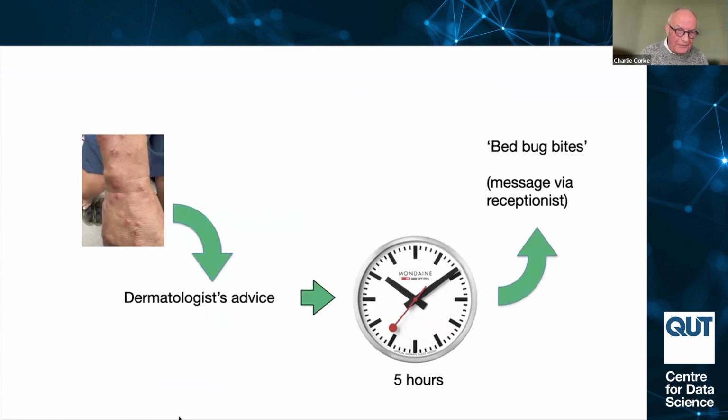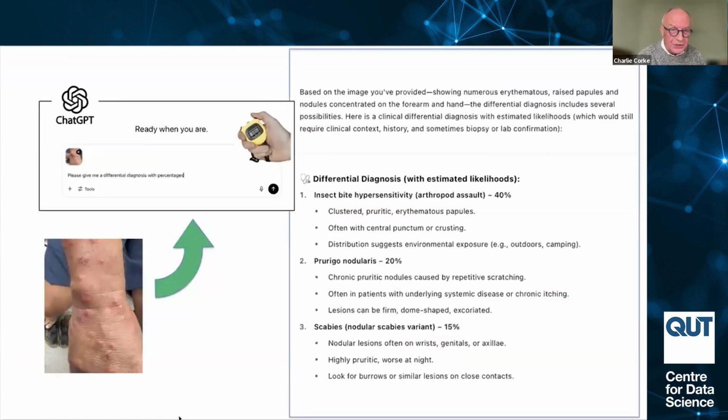I mean, the bus was revving outside, for heaven's sake. There was no 5 hours. So I put it into ChatGPT and I put the picture in. It told me with a differential diagnosis, insect bite hypersensitivity as the top one. The next one was a chronic irritation. Well, it had come up explosively over a day, so it wasn't that. Scabies, and I know how to look for scabies, and he didn't have scabies. So it looked really like it was insect bite hypersensitivity.